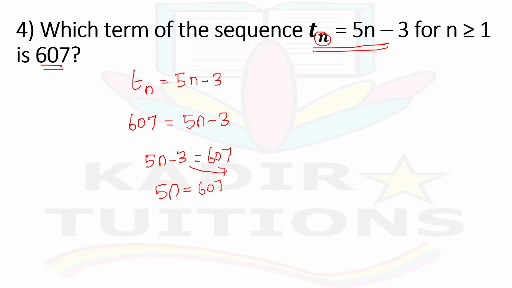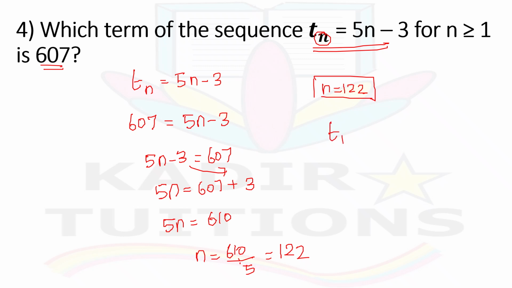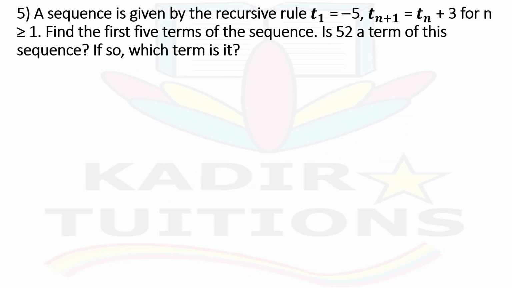If yes, then we can find that particular term also. 607, and the minus 3 comes to this side, it is going to be plus 3. So 5n equal to 607 plus 3, which is 610. So n equal to 610 by 5. So we will be getting 122. So n equal to 122. So what we are concluding is, the 122nd term of the given sequence is going to be equal to 607. This is how we are concluding, right? We'll see the next question.